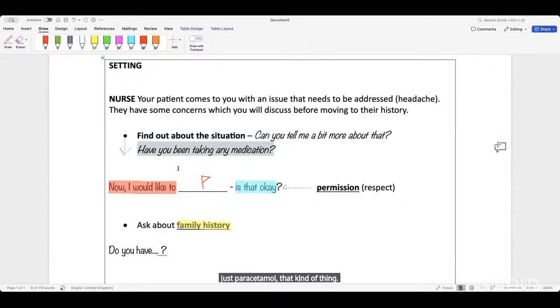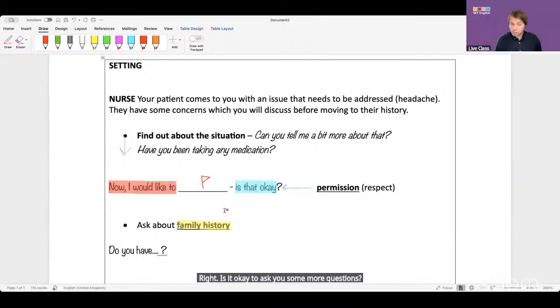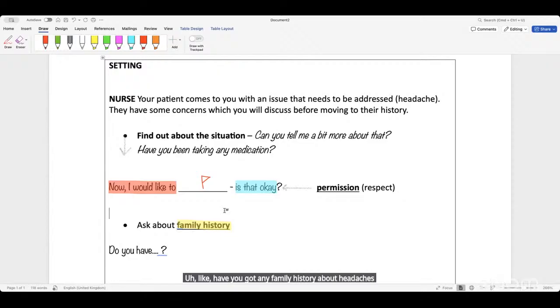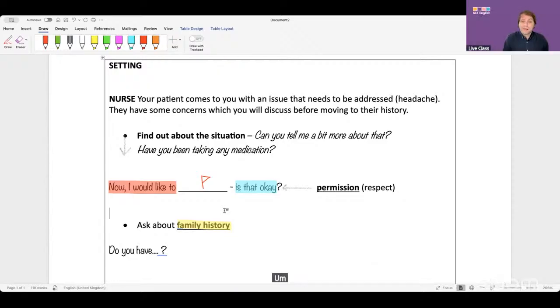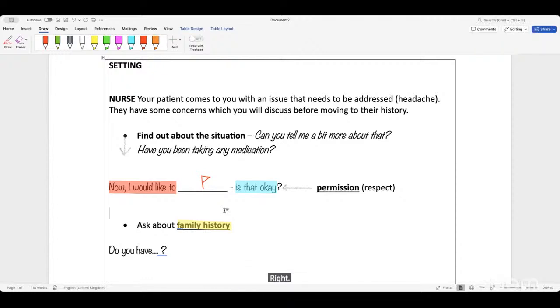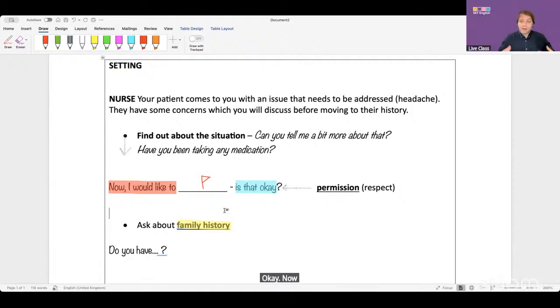Right. Is it okay to ask you some more questions? Yeah, sure. Have you got any family history about headaches? Yes, I do. My mother has had some problems. Right. Okay. Now, what do we think of this one? Josu, was that better, or could she improve that? Robina, Faride, what do you guys think? Was that a good signpost from her?